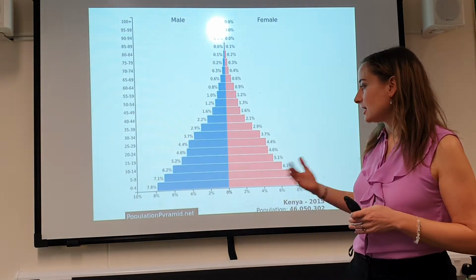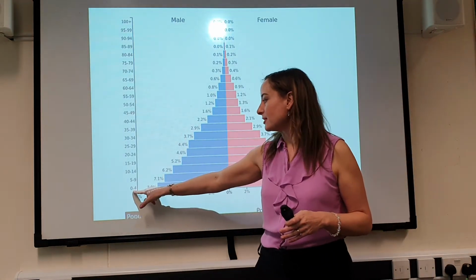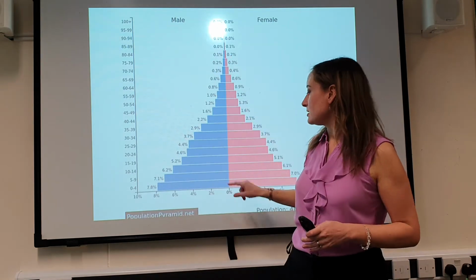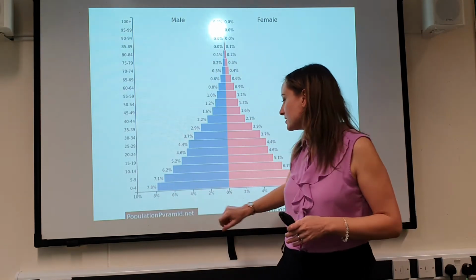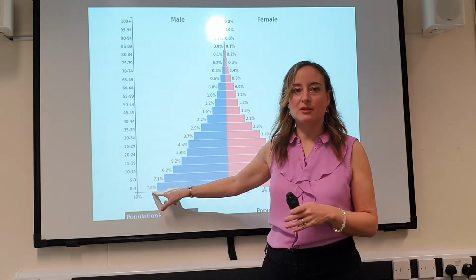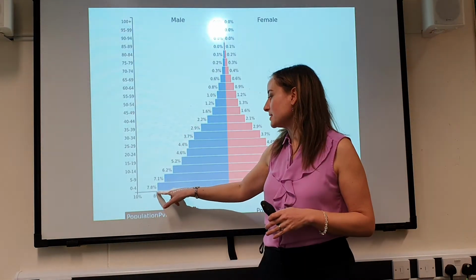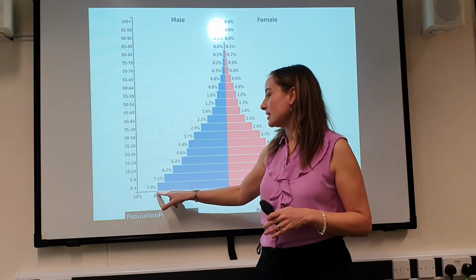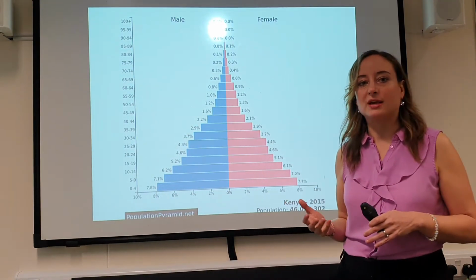So for example, if you wanted to know how many young male children there were, what we'd do is say, okay, let's have a look. Here's the 0 to 4-year-olds. Male is this blue side here. So we'll read our bar graph and go along, and they've actually written it on there quite handily. It's 7.8%. So 7.8% of the population are 0 to 4 in Kenya.